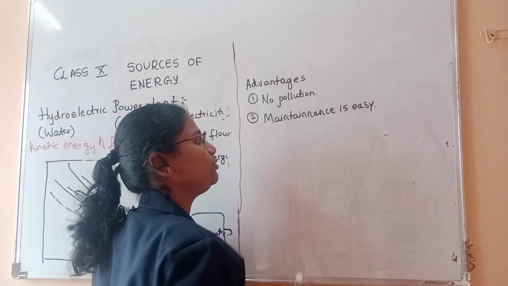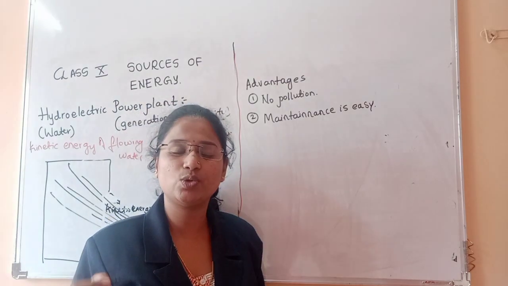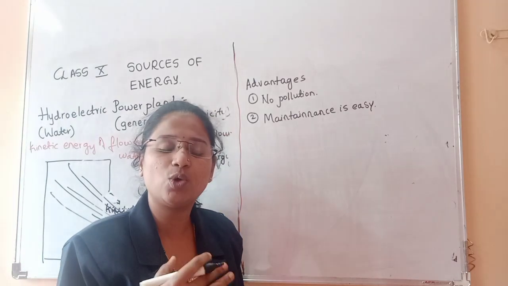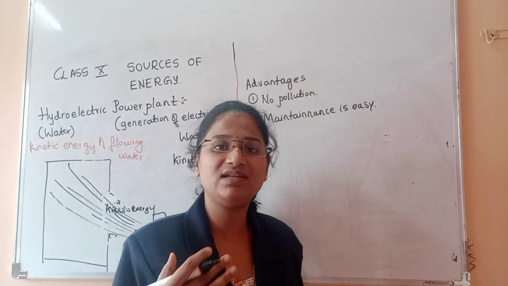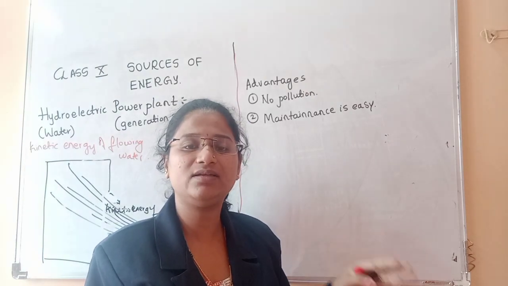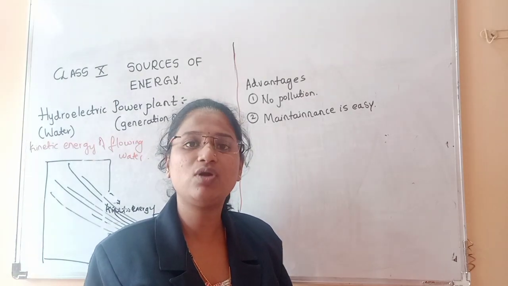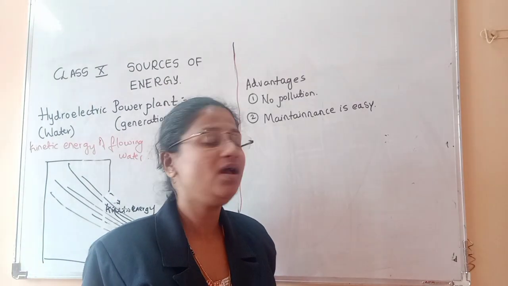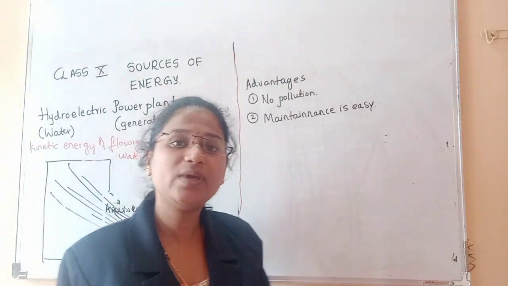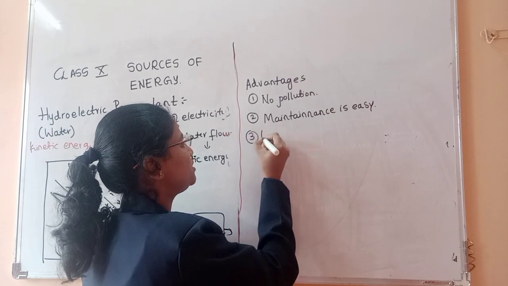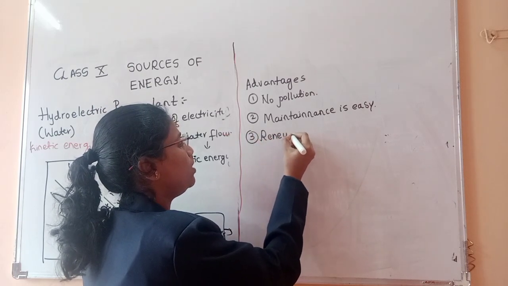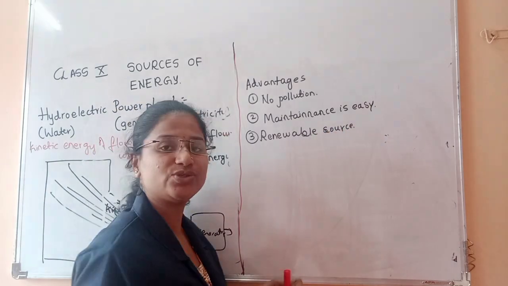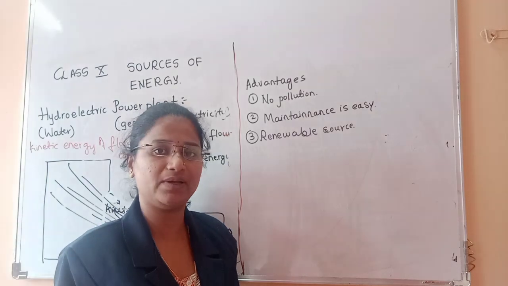Next, we use coal, which is a non-renewable resource of energy, in a thermal power plant. If we use coal extensively, without a limit, the amount of coal will go down, and again we cannot produce it; it takes a lot of time. But here we are using renewable sources of energy. Water is a renewable source, right? It will never get over. It is a renewable source of energy. So these are the advantages of hydroelectric power over thermal power plant.